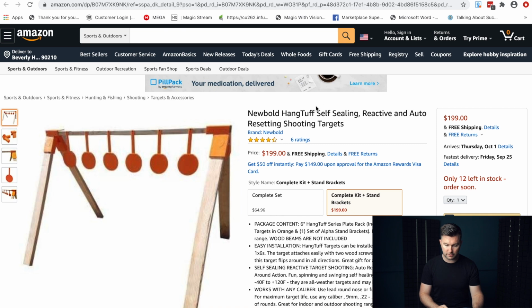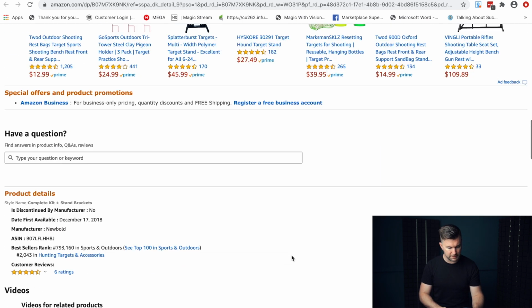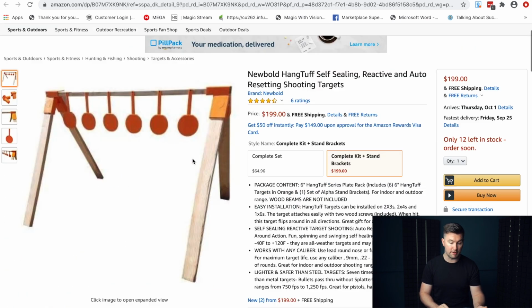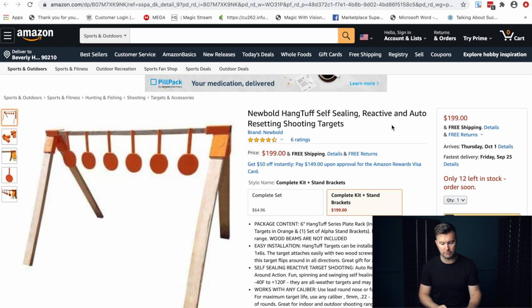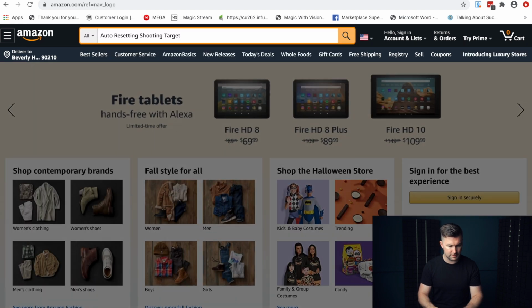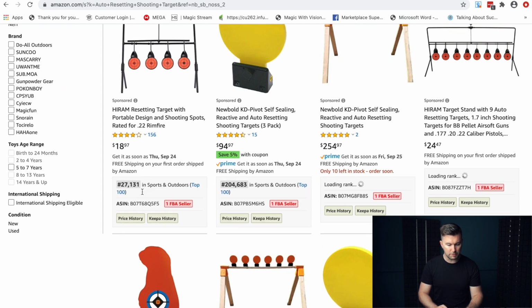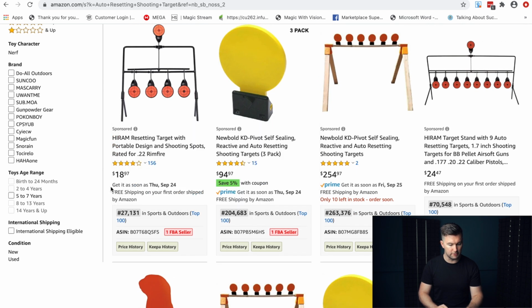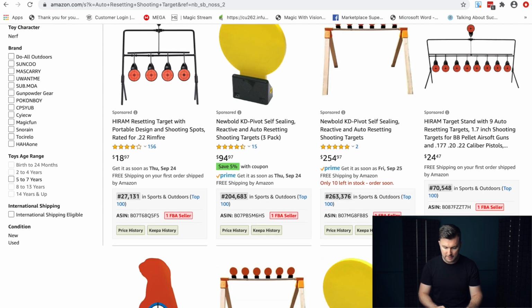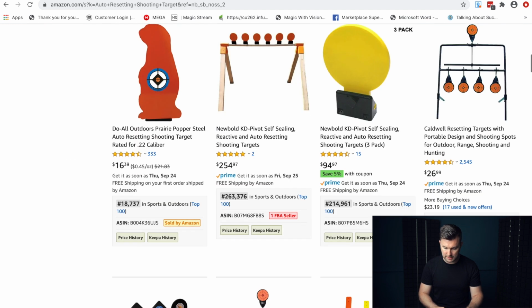This is another interesting product that we saw. What's the BSR look like? It's well out of range now, so that's not great. But that said, what would it be? It'd be an auto resetting shooting target. Let's just do something like that. Let's just see what we got here. 164. Okay. And what we're looking for, that one there is doing well. Look, it's 27,000. So you can research that. Price point's not great, as you can see. Not ideal. Let's keep scrolling.